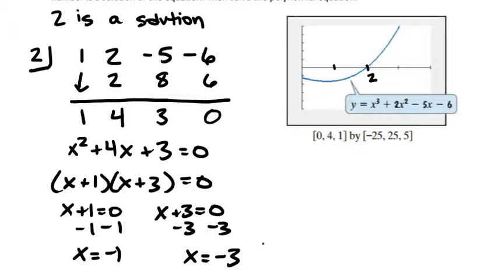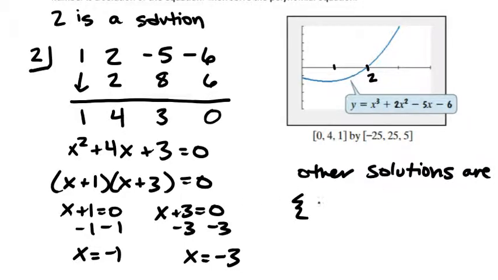Now, the way this problem is set up in MyLab Math, they don't want you to put the solution that you got from the graph in. It just tells you to find the other solutions. So I'm going to write here, other solutions are negative 1 and negative 3.